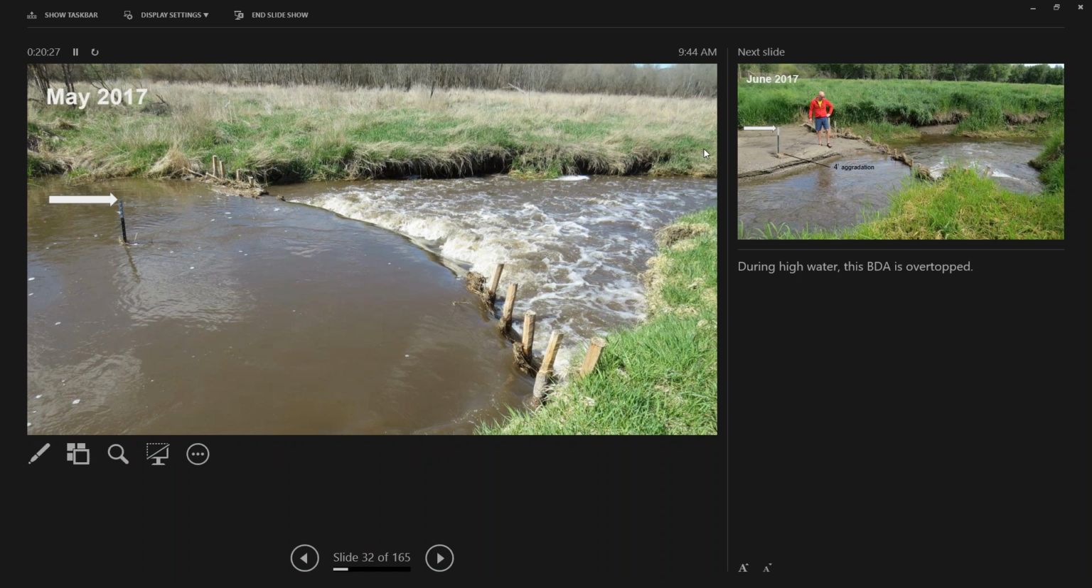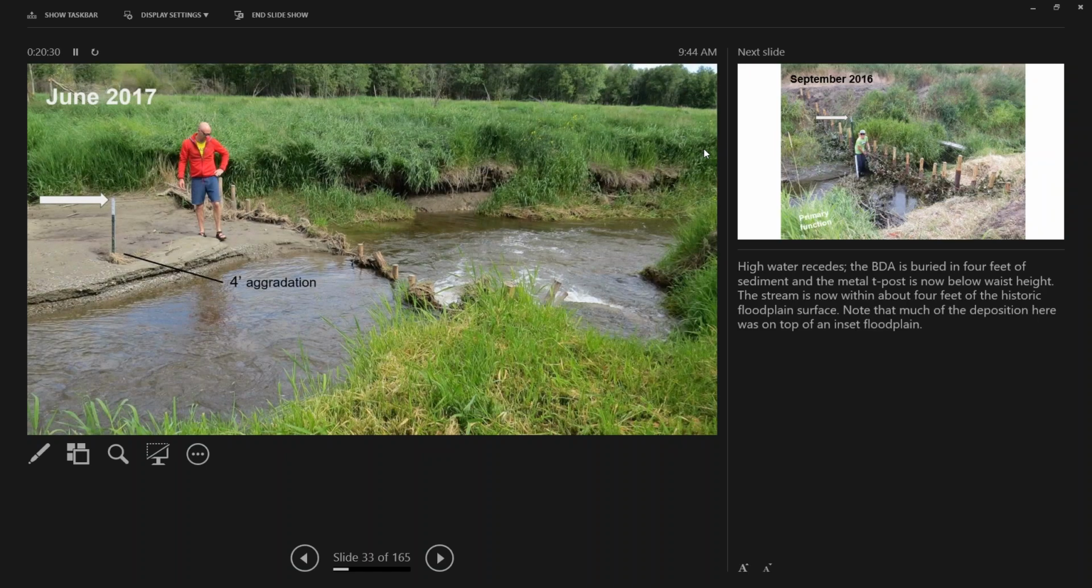And then when the water recedes, this is the following June. And that's Rogues Parish of the U.S. Fish and Wildlife Service. If you know him, he's one of our key partners. He's like over 6 feet tall. And yeah, so we had 4 feet of aggradation in that first year.